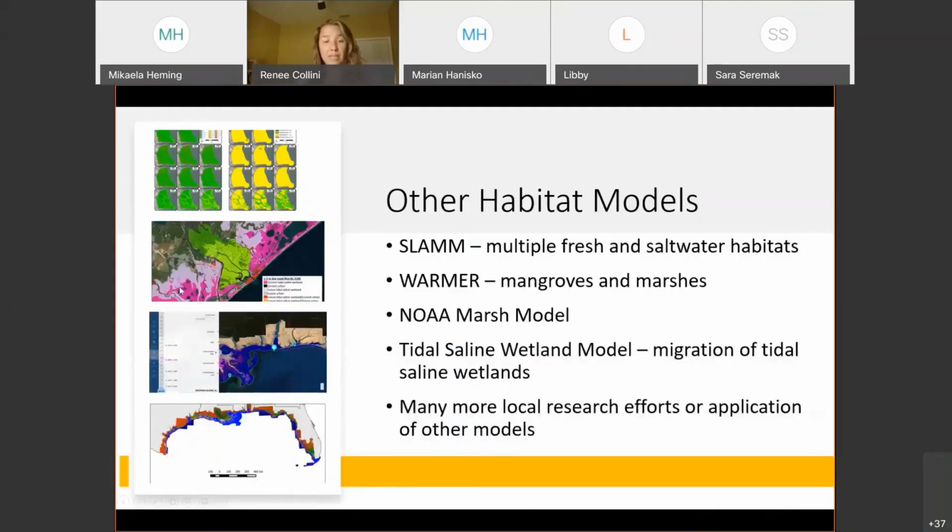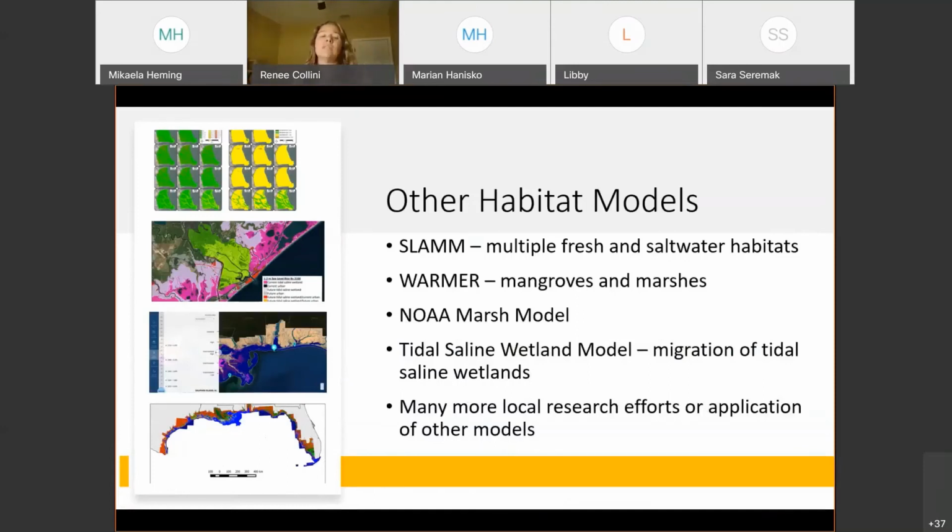There are lots of habitat models, maybe not as many as the viewers, but there's still quite a few. There's SLAM, which looks at different kinds of fresh and saltwater habitats. There's Warmer, which was developed for marshes on the West Coast, but now it's being used over here for both mangroves and marshes, I believe. NOAA has a marsh model on that same viewer I showed you. They actually have marshes on there as well.